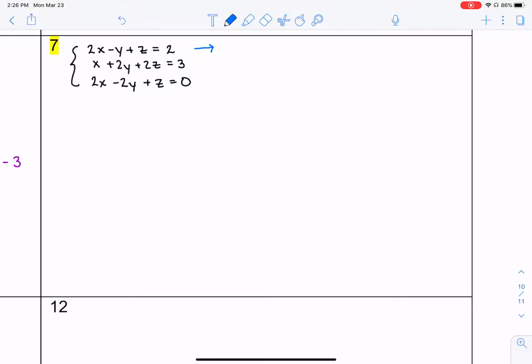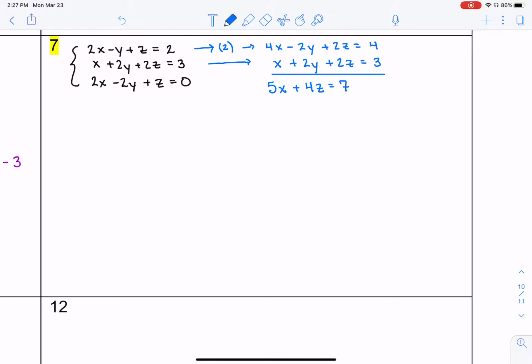I'm going to multiply the top equation by a 2, and I would get 4x minus 2y plus 2z equals 4. The second equation, we're just going to keep it as it is. X plus 2y plus 2z equals 3. Okay, and then we're ready to set up here for elimination. Add straight down. And I get kind of an ugly equation there.